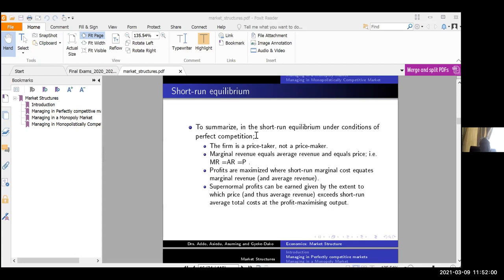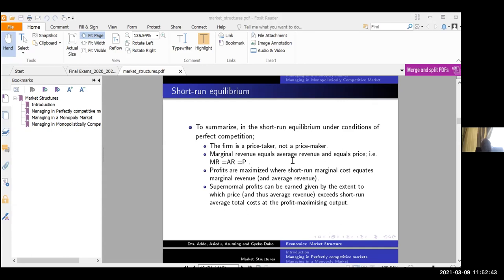If I'm going to sell tomatoes today or tomorrow in Accra Central, I'm just going to sell at the prevailing market price. So I'm not a price maker. Firms in a perfectly competitive market cannot make prices. That has to be very clear. Marginal revenue equals average revenue equals price in a perfectly competitive market. So the additional revenue you earn equals just the market price. And it also equals your marginal cost, the additional cost of production. So basically, the price you are getting is not so different from the cost of production.